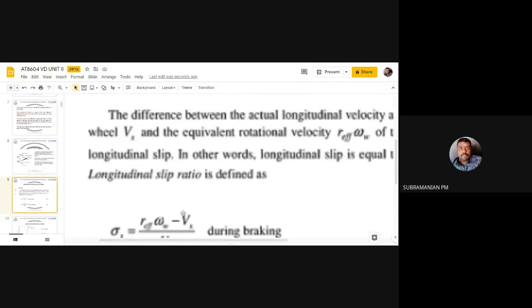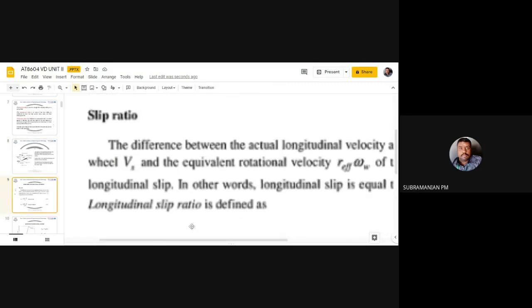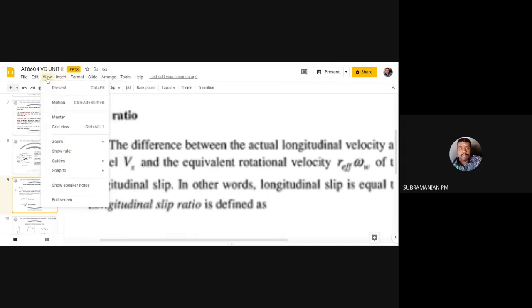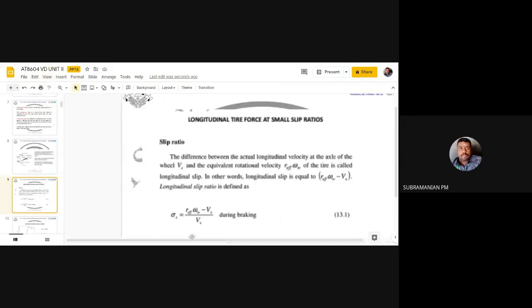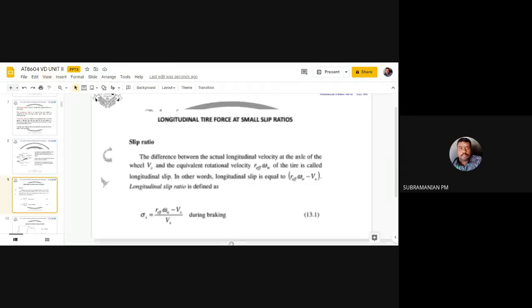So we have discussed this. Now I am going to discuss slip. Let me zoom out. I think it will be visible. Yeah, it is visible.